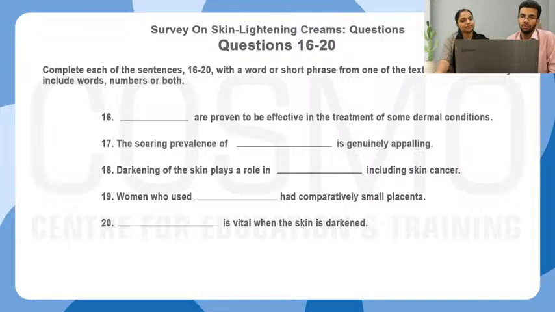Which are the keywords in this question? Women who used dash had comparatively smaller placenta. Question number 19. Which are the keywords in this question?